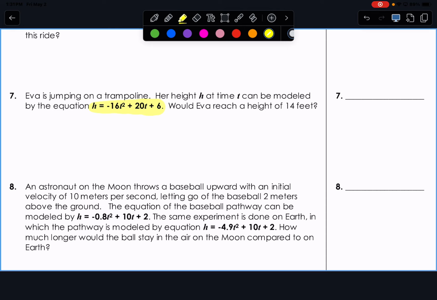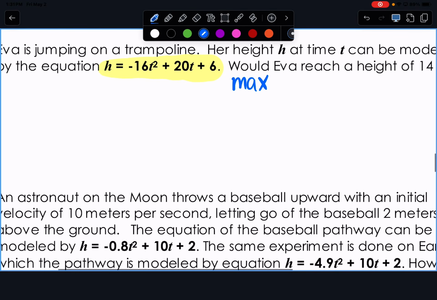For us to figure this out, we need to know how high Eva jumps, so we need to figure out the max. How do I find the max? You draw the picture and then take the top one. It is the top part, but how do I calculate it? Vertex. Okay, so we're going to do t is equal to negative b over 2a, and then plug that into h. Why don't y'all do that for me?